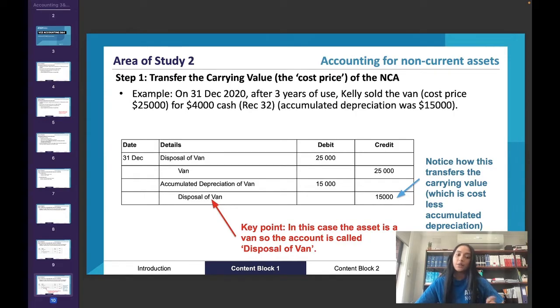And also note, like I was saying earlier, because in this specific example we're disposing of a van, the temporary ledger account is called disposal of van. If the example was disposing of a computer, then the account would be called disposal of computer. So that temporary account, its name can change depending on which type of non-current asset we're disposing of.